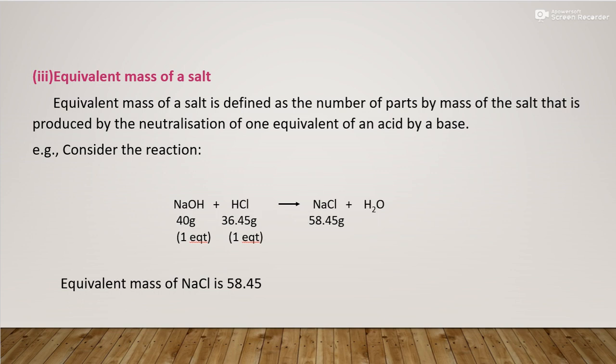So the equivalent mass of a salt is defined as the number of parts by mass of the salt that is produced by the neutralization of one equivalent of an acid by a base. Here we have to consider the neutralization reaction. This given example of NaOH, a strong base, with strong acid HCl, gives salt NaCl plus H2O. So the equivalent mass of NaCl is 58.45.